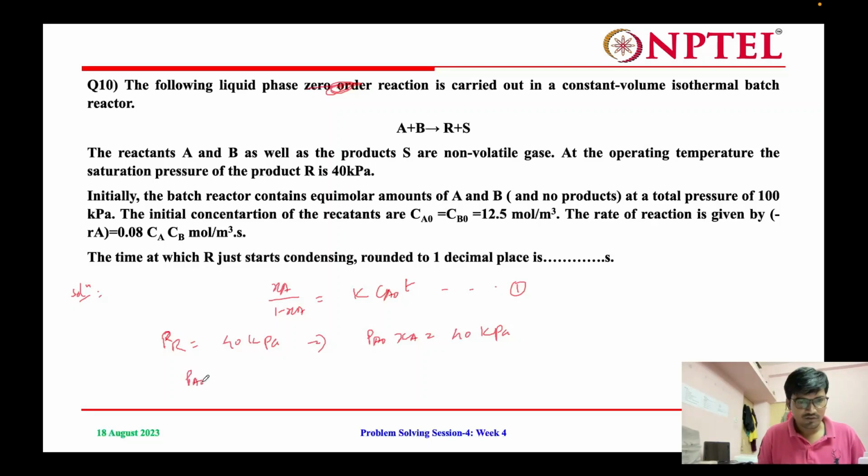Here the mole fraction is 0.5, so the partial pressure is 0.5 into total pressure of 100 kilopascal, equal to 50 kilopascal. The partial pressure is 50 kilopascal. Now put this in the above equation. So 50 xa equal to 40, so xa is equal to 0.8.